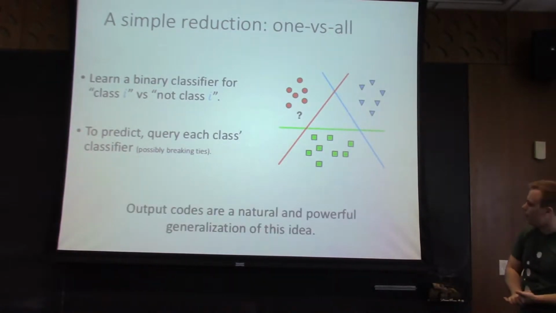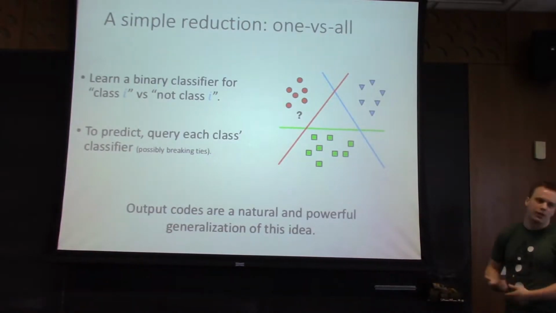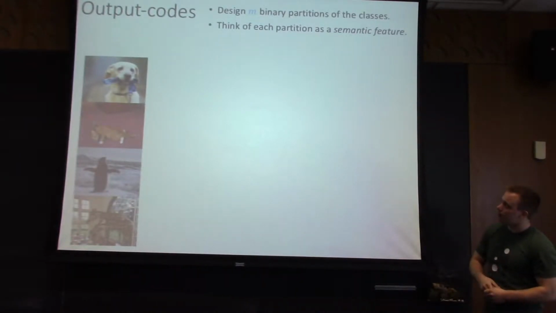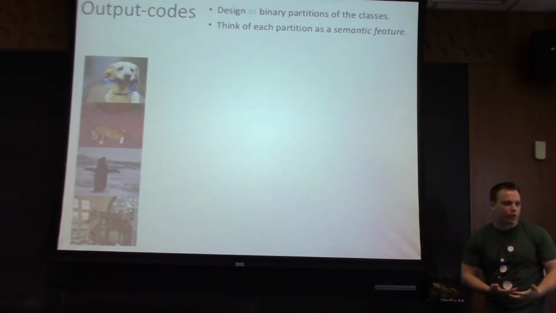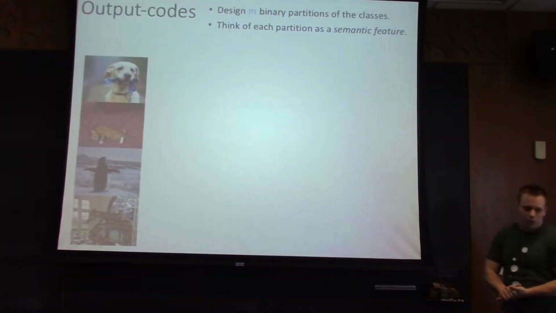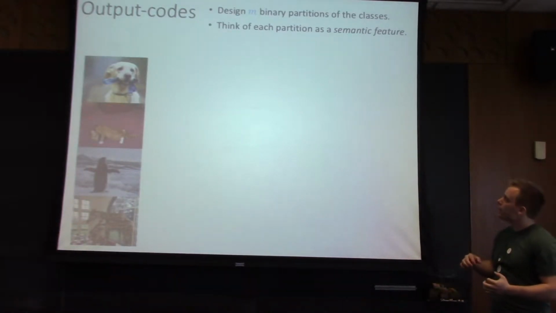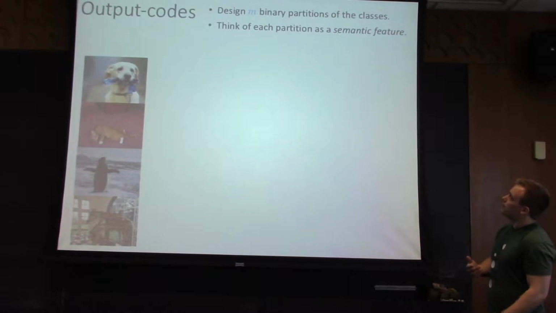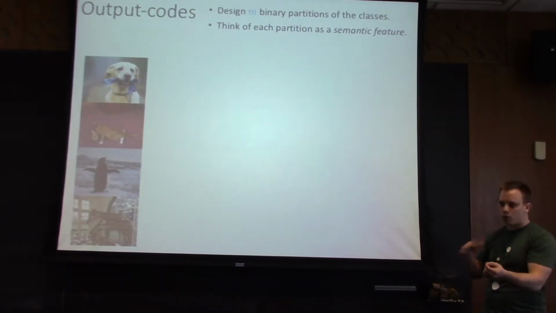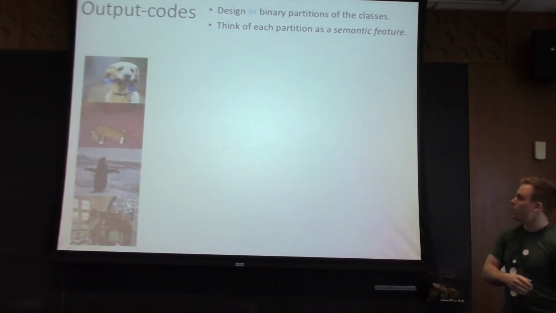Okay? And so output codes, which we're going to talk about next, are a natural and significant generalization of this idea. The basic idea is we're going to change the binary questions we ask. So instead of being class i or not, we're going to be a little bit more free there. We're going to design m different ways of splitting the classes into 2 groups. I think the right way to think about this is that we're designing m different semantic features, or true or false questions you could ask about the classes. And then the answers to those questions are going to give you the partitioning.